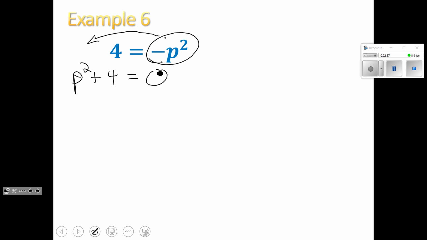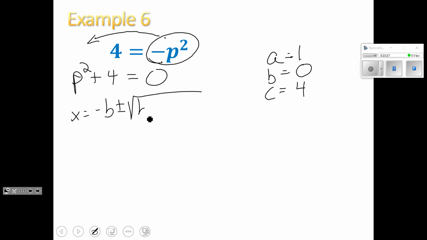Okay? So if this happens, let's label A, B, and C. A is equal to 1. If you don't have a middle term, B is equal to 0. And then C is equal to 4. And that's all right. We'll go ahead and work it. So x equals -b plus or minus the square root of b squared minus 4ac all over 2a.